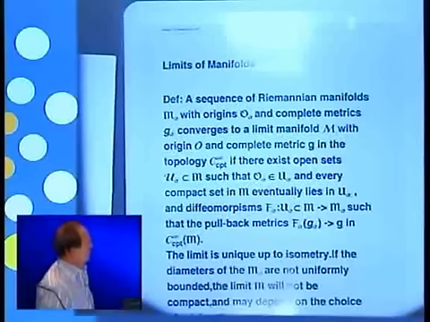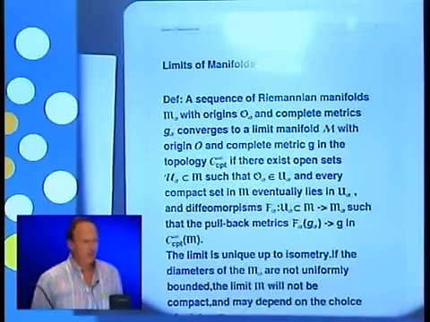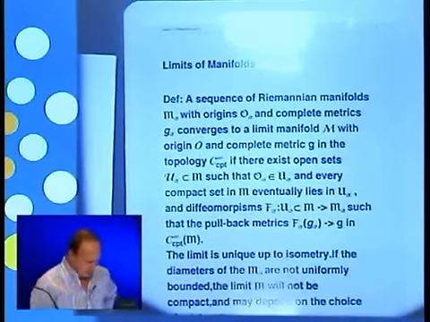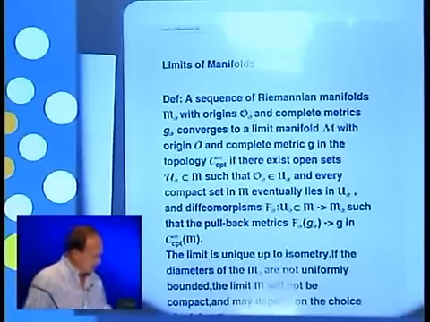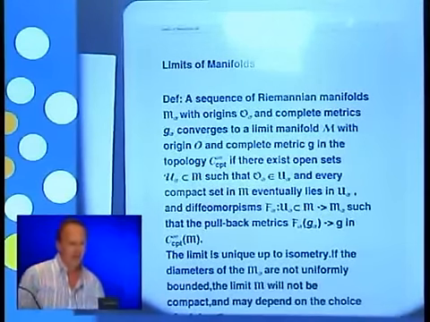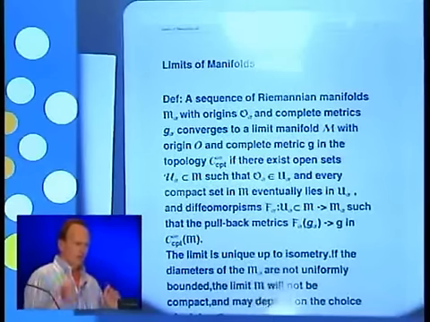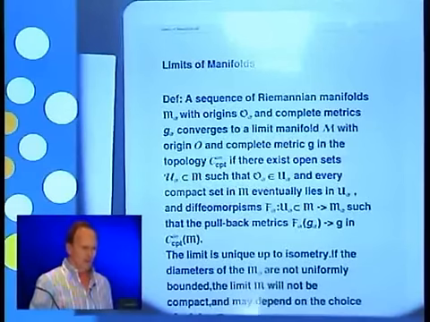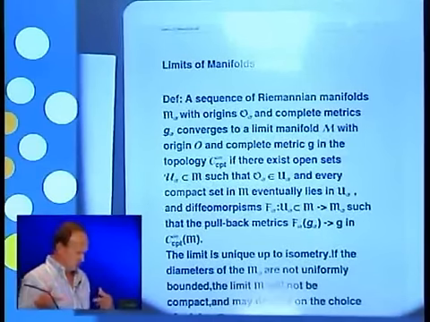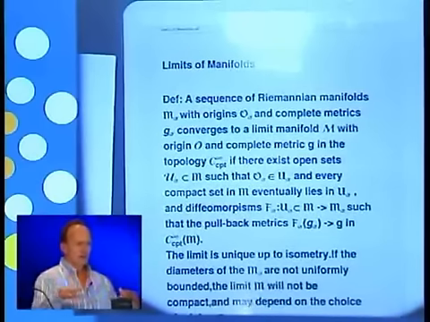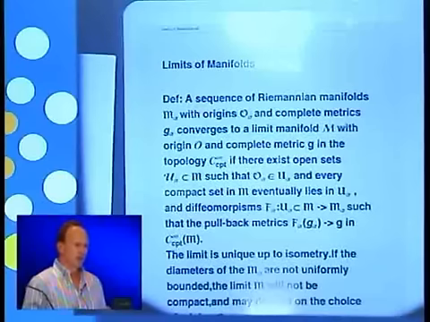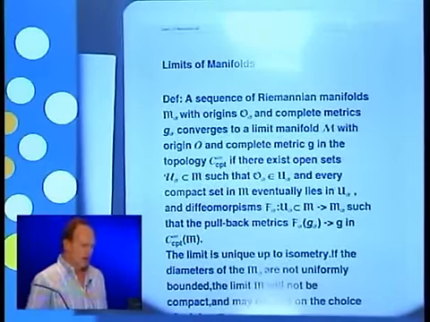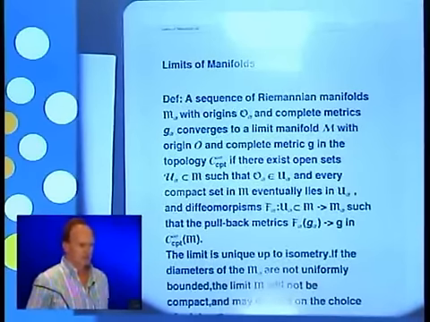There's a definition of a sequence of manifolds converging to a limit in the topology of C infinity with compact support. And that says that you can find a sequence of, you have to fix origins to take a limit of manifolds, and then you find a sequence of diffeomorphisms, so it's convergence up to a diffeomorphism, where when you pull back, the metrics are converging to your limit metric in C infinity and compact support, which means it looks as close as you like and as many derivatives as you like on as big a set as you like.